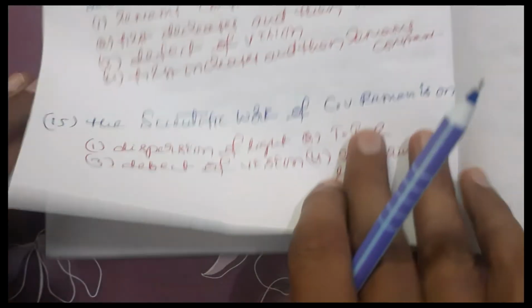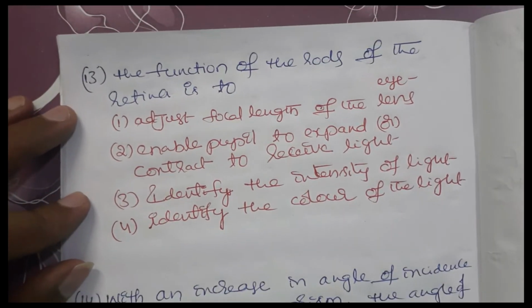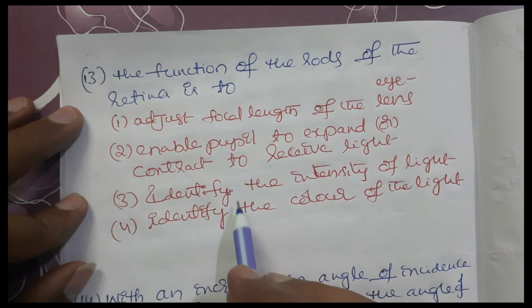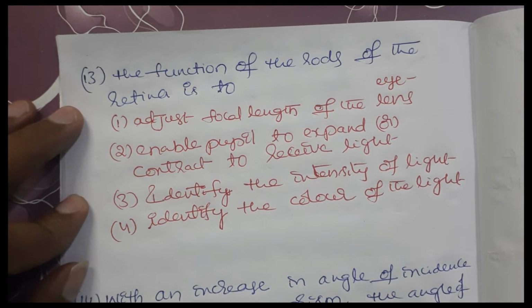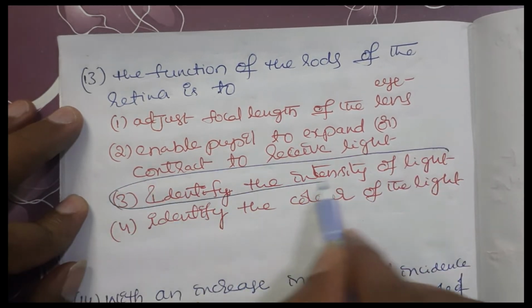Next question students. Functioning of the rod of the retina is. So you know, the retina contains two kinds of receptors. One type is called rods, another type is called cones. Cones can identify the color of the light. Rods can identify the intensity of the light.